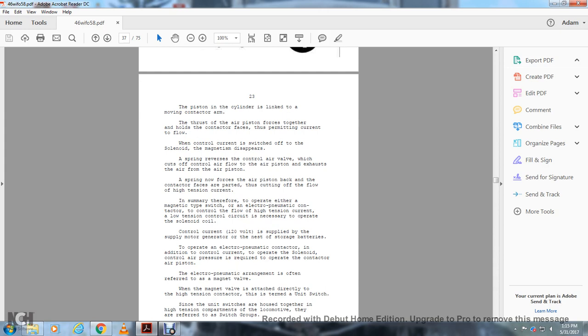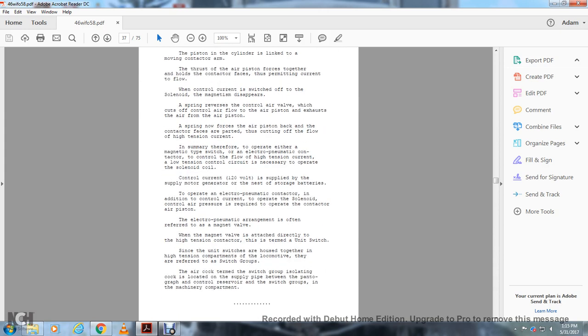In summary, therefore, operating a magnetic valve type switch with electro-pneumatic control contact controls the flow of the high tension current, and a low tension control circuit is necessary to operate the solenoid. The control current is 120 volts, supplied by the supply motor generator and the storage batteries. To operate the electro-pneumatic contactor, in addition to the control current to operate the solenoid, control air pressure is required to operate the contactor air piston.